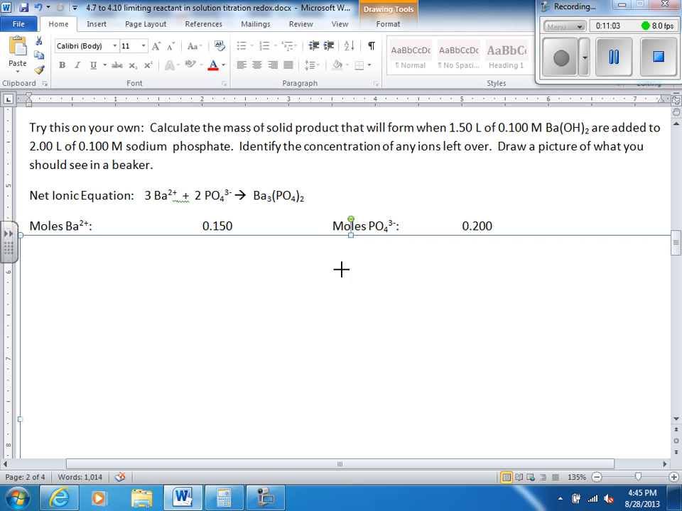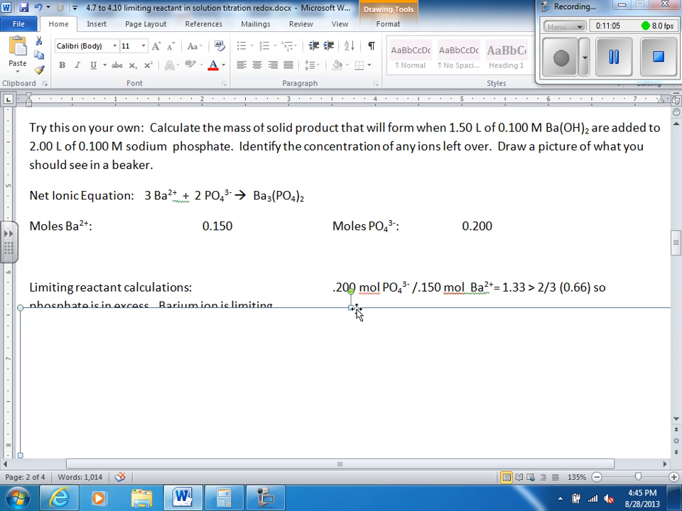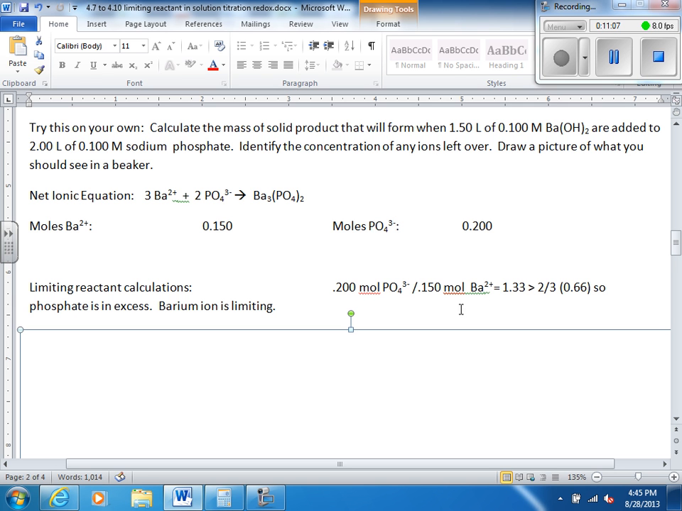So let's see what happens. Okay. When I look at that ratio, 0.2 to 0.15, I get 1.33. That's greater than 2/3. Therefore, the phosphate is in excess. If this number was smaller than 2/3, the phosphate would be limiting. But here we find barium's limiting.